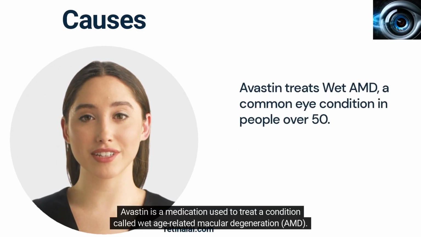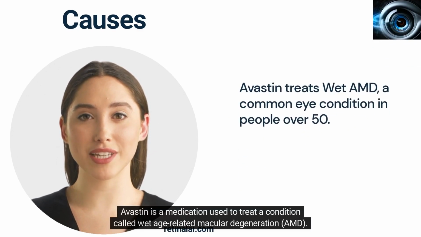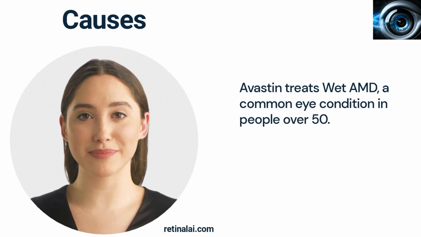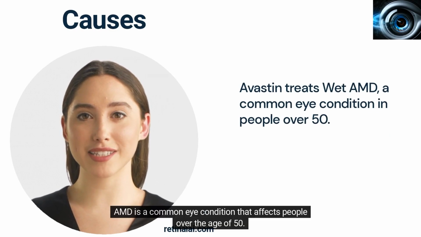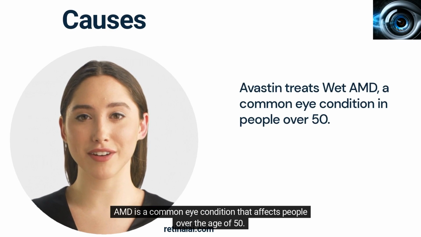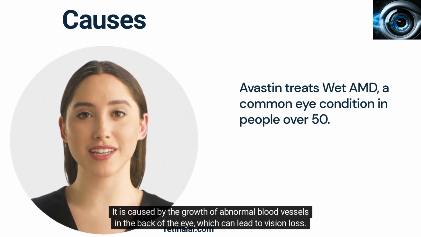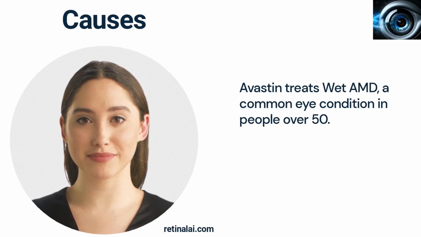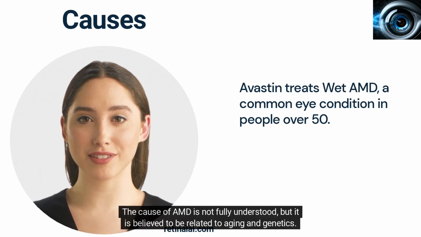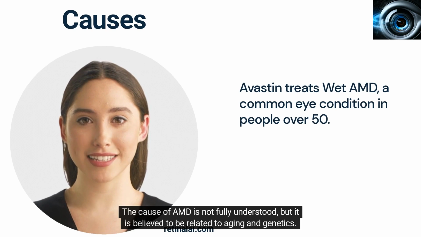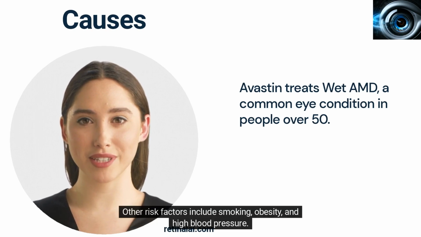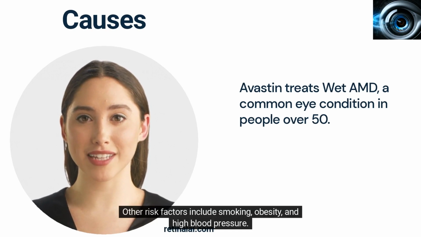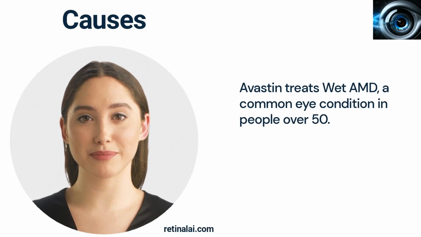Avastin is a medication used to treat a condition called wet age-related macular degeneration, AMD. AMD is a common eye condition that affects people over the age of 50. It is caused by the growth of abnormal blood vessels in the back of the eye, which can lead to vision loss. The cause of AMD is not fully understood, but it is believed to be related to aging and genetics. Other risk factors include smoking, obesity, and high blood pressure.